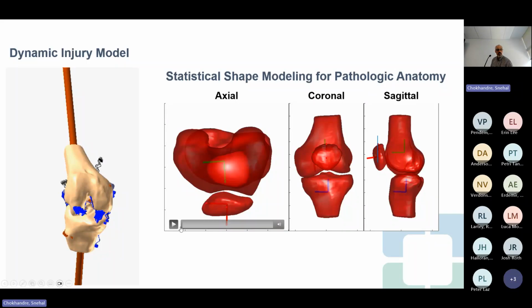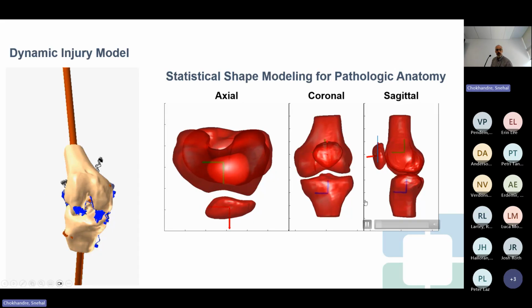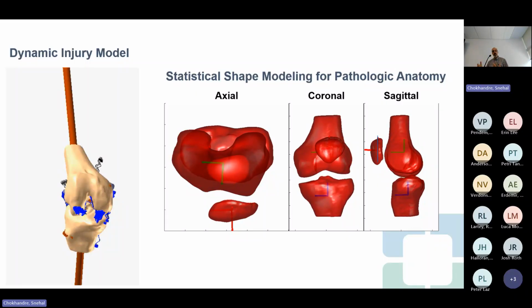Statistical shape modeling, these kinds of tools give you the ability to represent anatomy and how anatomy changes from healthy knees to injured knees, that we can introduce in our models to look at the global change from healthy to injured, as well as try to map anatomy to individual patients.